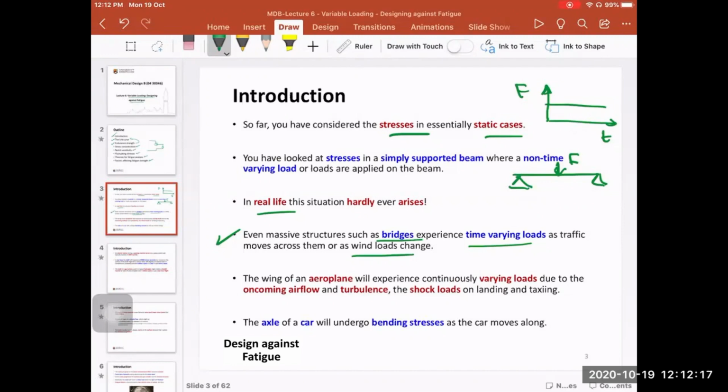So that is the second example. A third example is, for example, the axle of a car, where the car goes over humps or moves over uneven roads. Those uneven roads or humps affect the axle, or they apply fluctuating stresses on the axle of the car.